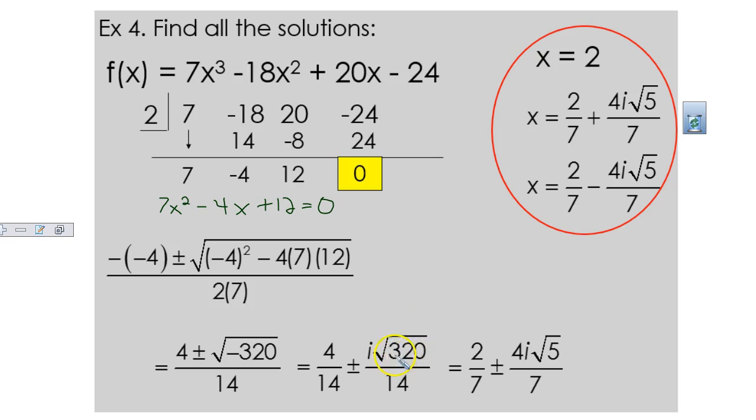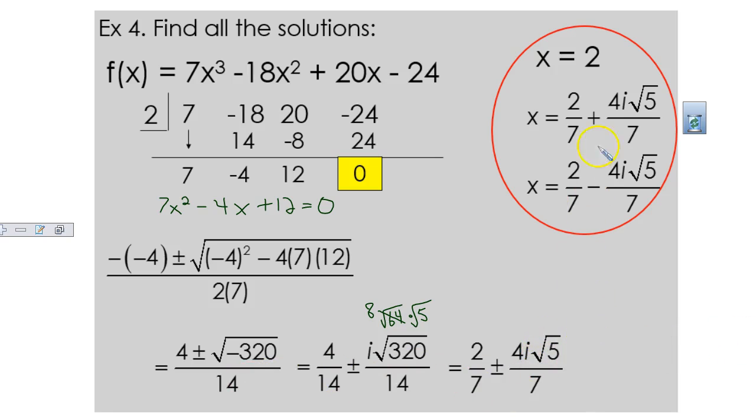When I'm trying to simplify 320, I notice that 4 goes into it, but 4 is not the largest perfect square, and 16 also goes into it, but it's not the largest perfect square either. In fact, the largest perfect square that goes into 320 is 64. It is 64 times 5. So I'm going to take the square root of 64, which is 8. And now I have 8 root 5. And I'm showing you this here because this is how I simplify 4 over 14 to give me 2 over 7, because 2 goes into 4 2 times, 2 goes into 14 7 times. I also can reduce the 8 and the 14 by dividing both of them by 2 to get 4 over 7. We still have i root 5.